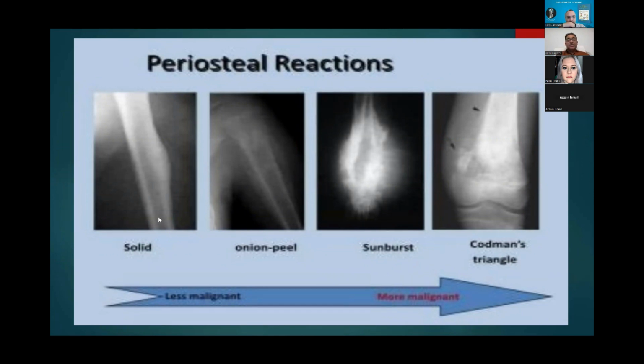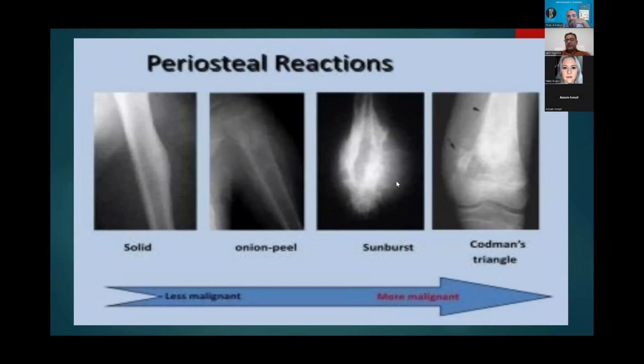So there are a few categories. From the left, which is more benign in nature, where there is a solid periosteal reaction, no destruction of the cortex, gives us a clue that this is a benign lesion. However, as you move towards the right, the second picture shows what is classically known as an onion peel appearance, where there are several layers of periosteal reaction because the periosteum is reacting very aggressively to the aggressive lesion. And this is the classical onion peel appearance, which is seen in Ewing's sarcoma.